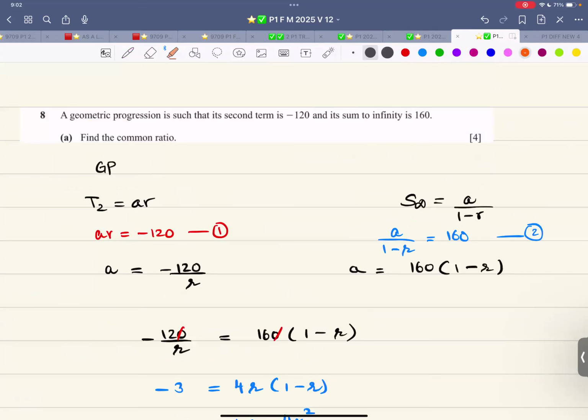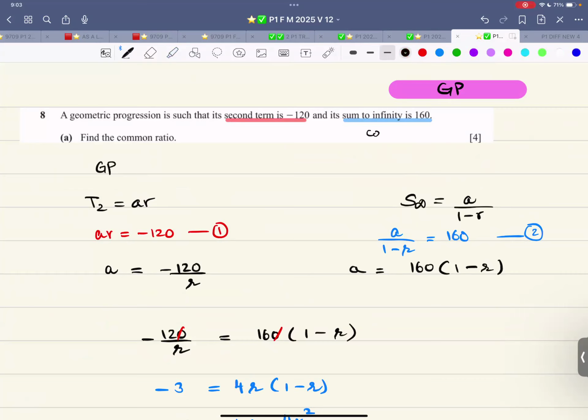Question number 8. So after AP strikes GP. So now this is GP, geometric progression. A geometric progression is such that the second term is negative 120. Highlight as much as possible. Second term is negative 120. And its sum to infinity is 160.